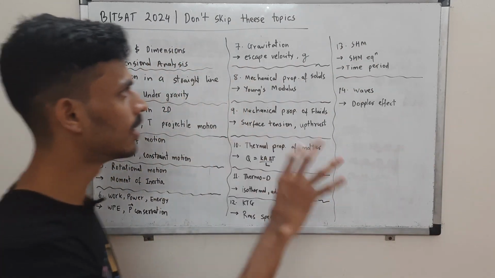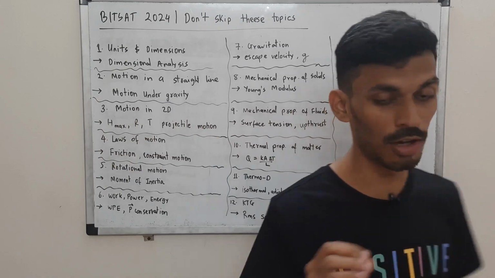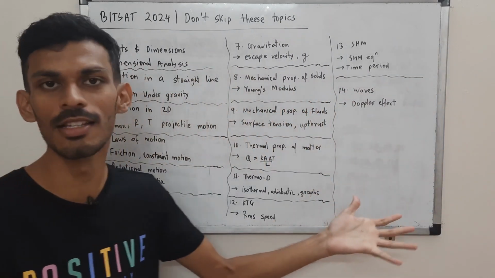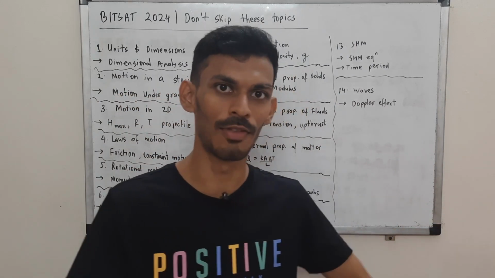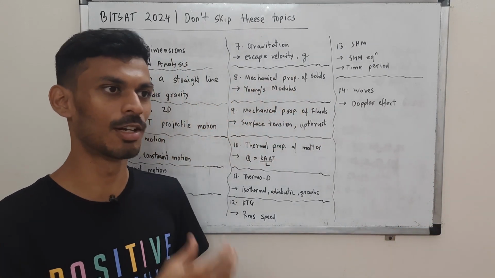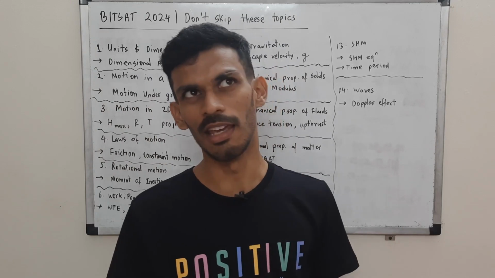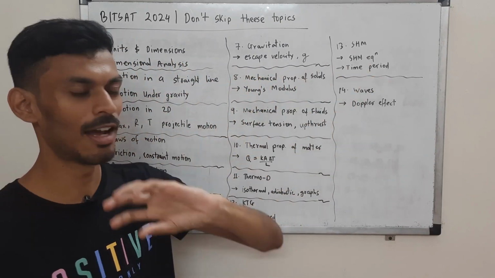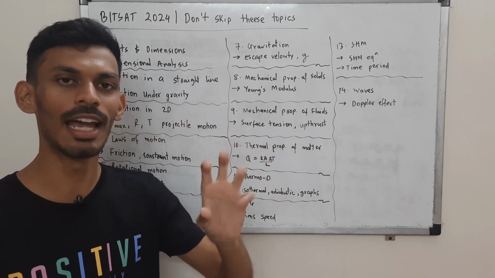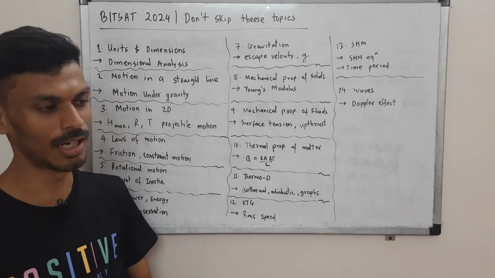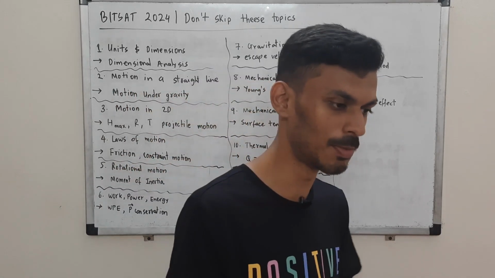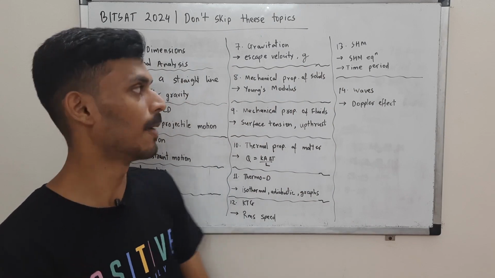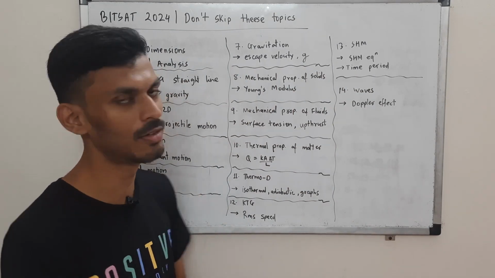Okay, and then one more important topic for SHM is time period. They might give you a combination of springs, series, parallel. You have to solve it and just use the formula T is equal to 2 pi under root m by k, right? If I'm not wrong, it's m by k. So you just have to find the equivalent k, substitute there and find the time period. So solve those types of problems too, wherein you have a combination of springs and they ask you for the time period. Those types of questions are important for BITSAT.